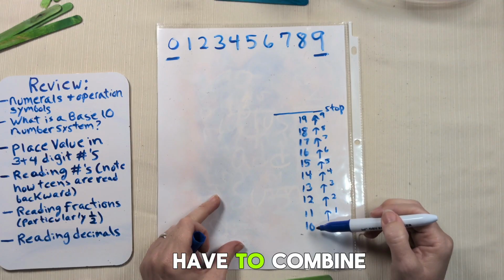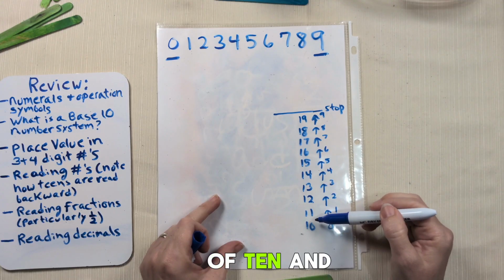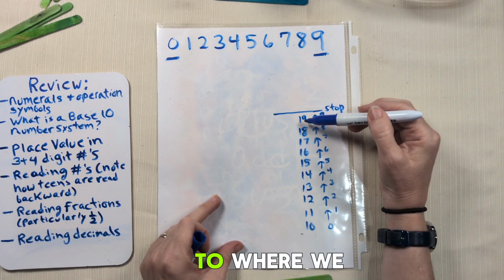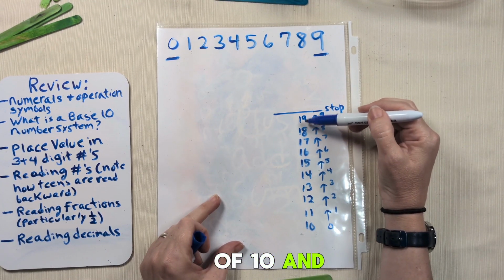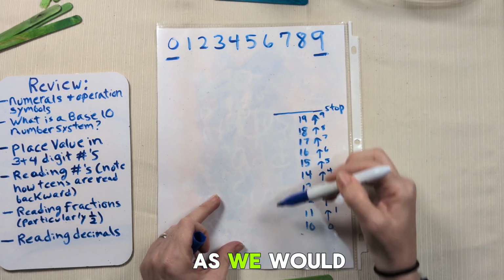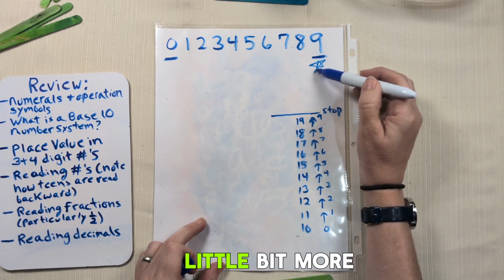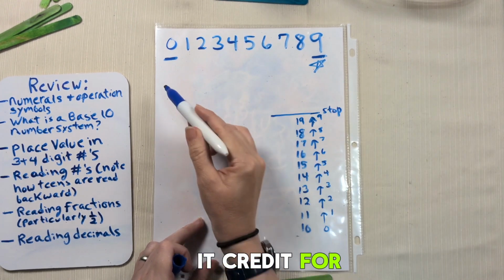And then we have to combine a 0 and a 1, 1 representing that one group of 10, and build up again to where we get one group of 10 and 9 ones, and we have to stop again as we would move up through numbers. So again, the 9 is a little bit more important than people give it credit for.